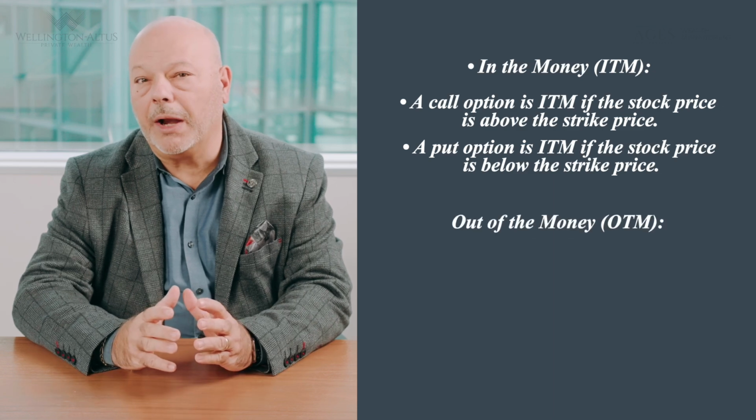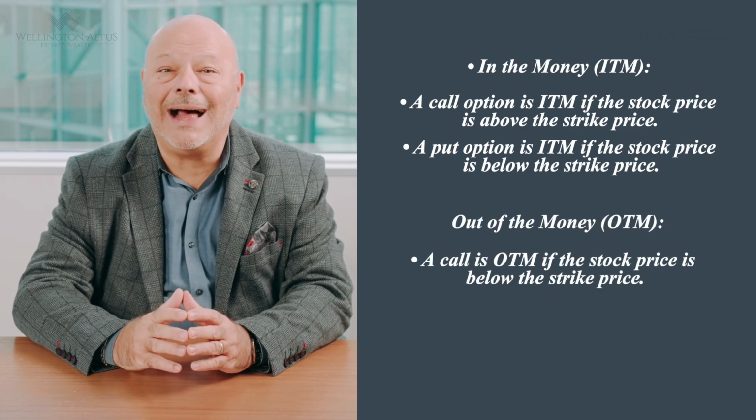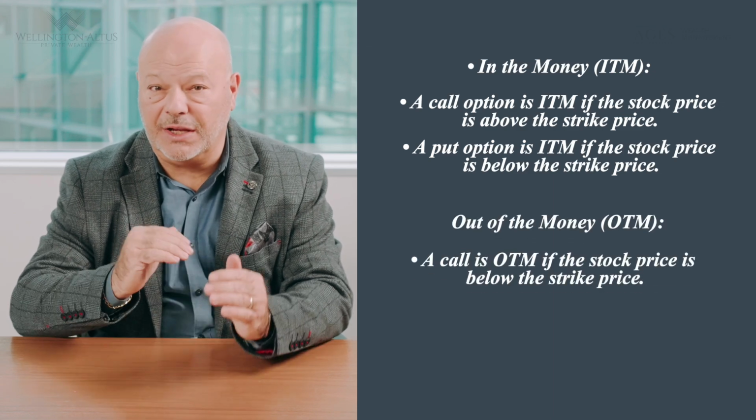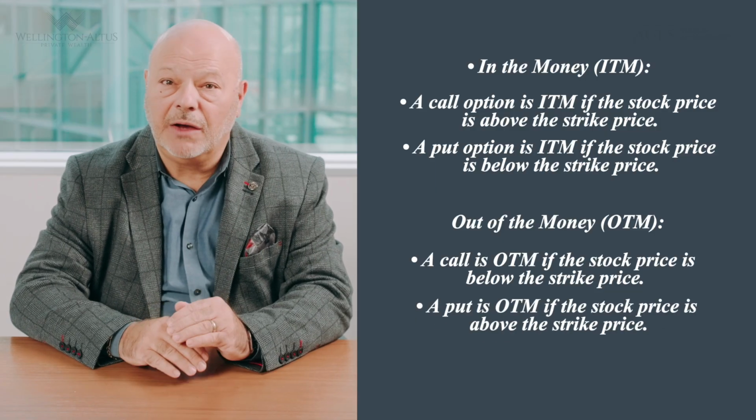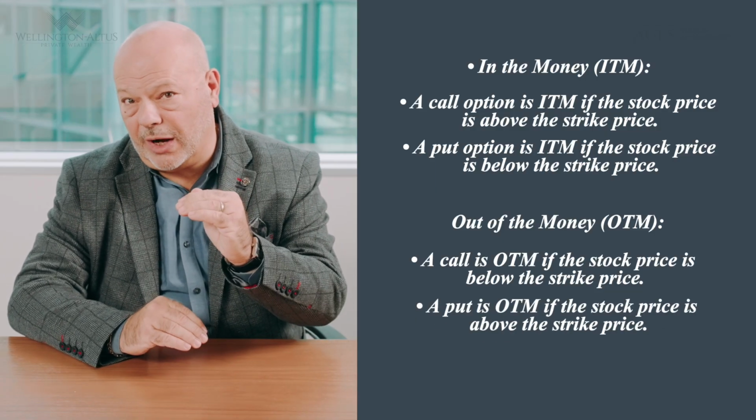How about out of the money options? A call is out of the money if the stock price is below the strike price, and a put is out of the money if the stock price is above the strike price. Why does this matter? Because only in the money options have intrinsic value at expiration, meaning they're worth something. Out of the money options expire worthless.